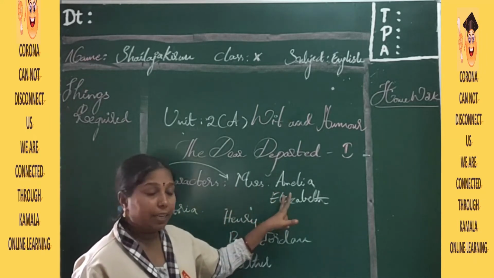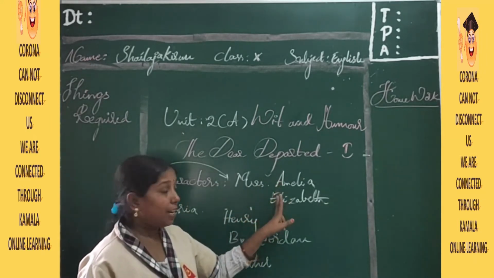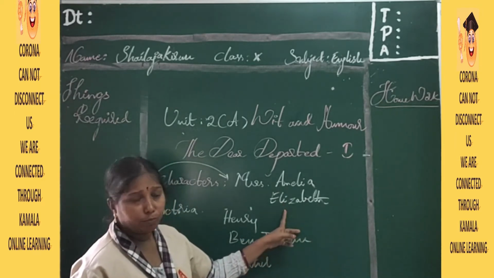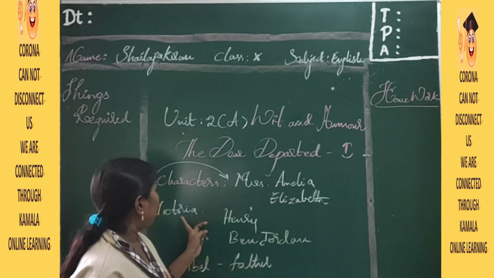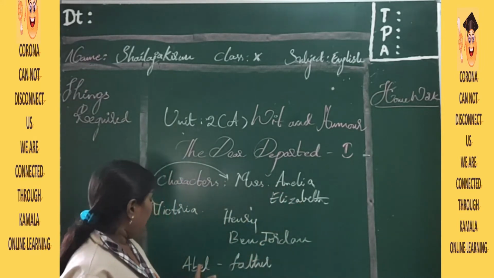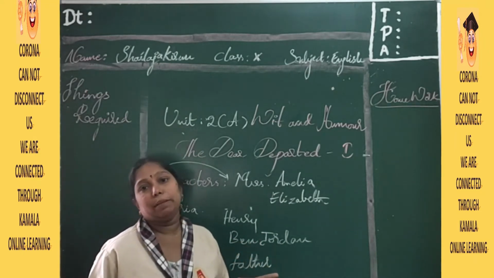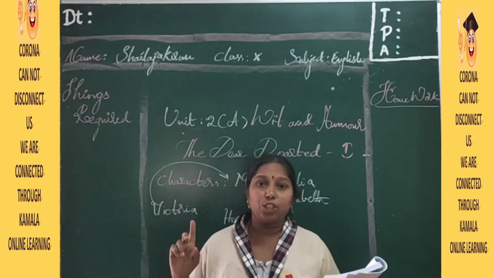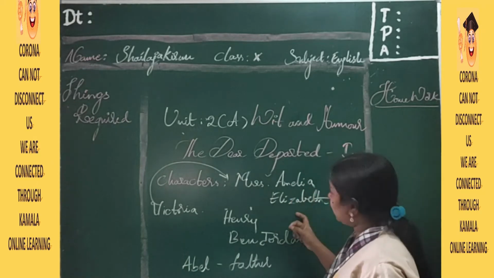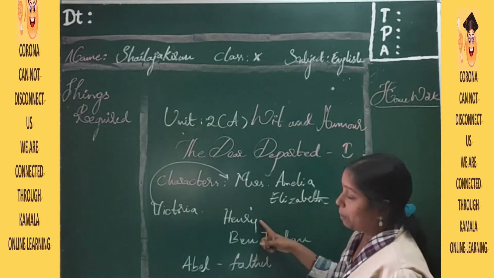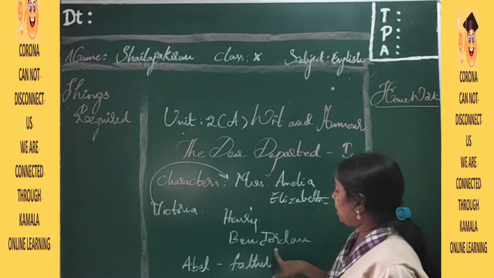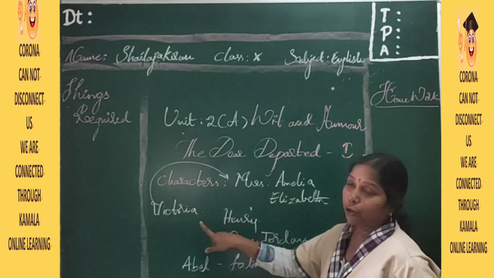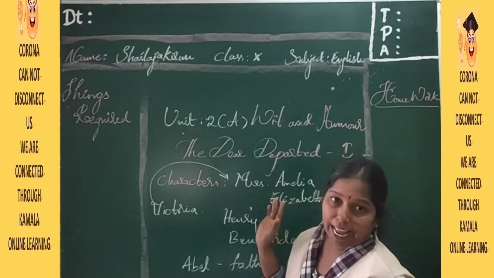Victoria is the daughter of Amelia. And Henry is the husband of Amelia. And Ben Jordan is the husband of Elizabeth. Okay? These two were couples. And Victoria is the daughter of Amelia and Henry. And Abel is the father of Amelia and Elizabeth. Now, the conversation has started in the family. These were the characters. Understood? These two were sisters. Amelia and Henry are a couple. Elizabeth and Ben Jordan are a couple. Abel is the father of Amelia and Elizabeth, and Victoria is the daughter of Amelia. Now these were the characters. Okay.